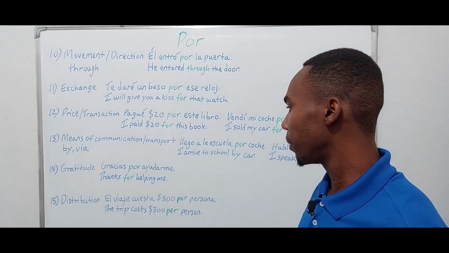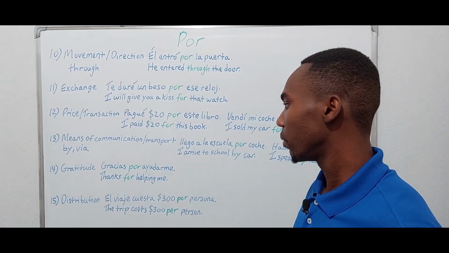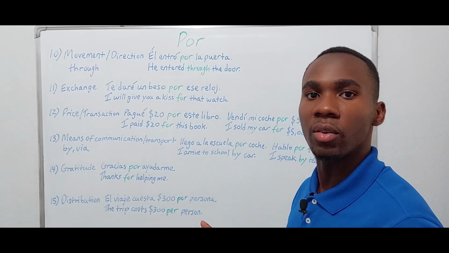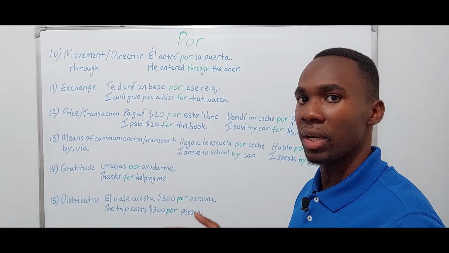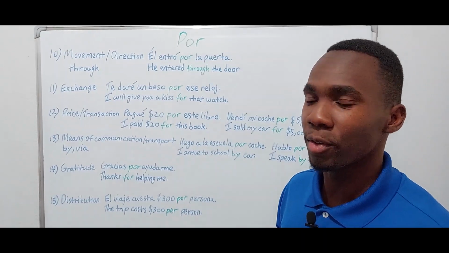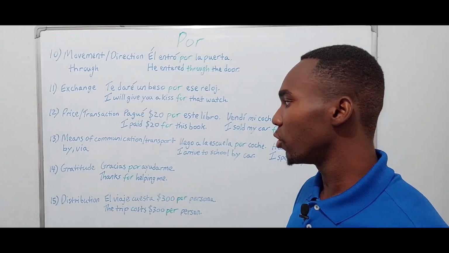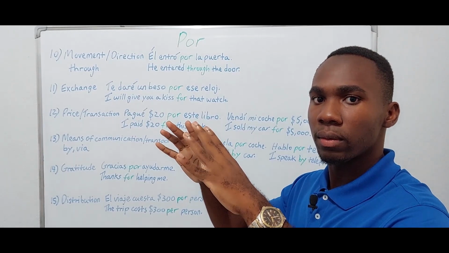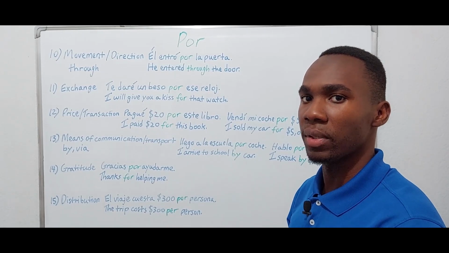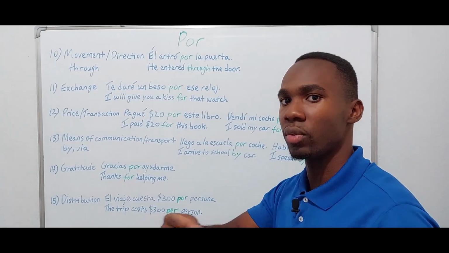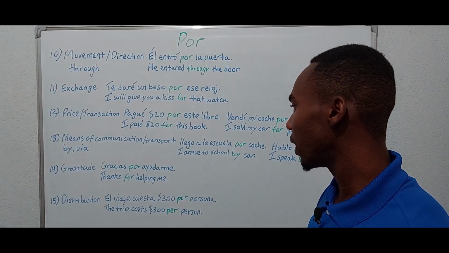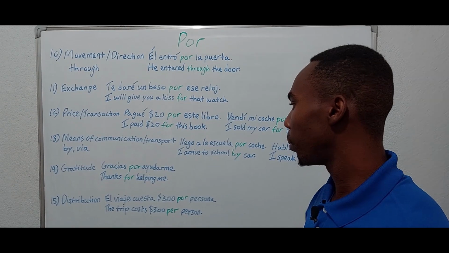$300, right? Per person. So you could have a trip that's, I don't know, $20,000 in total. And if you break it down per person, each person will have to pay $300. That would mean that there will have to be a lot of people, of course, but yeah. So distribution is just where you take something that's large and break it down into smaller pieces. Distribute it. How is it distributed, right? So el viaje cuesta $300 por persona. The trip costs $300 per person.